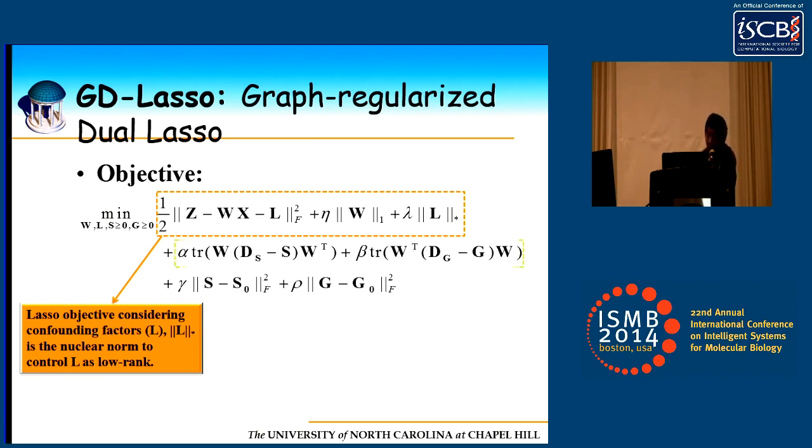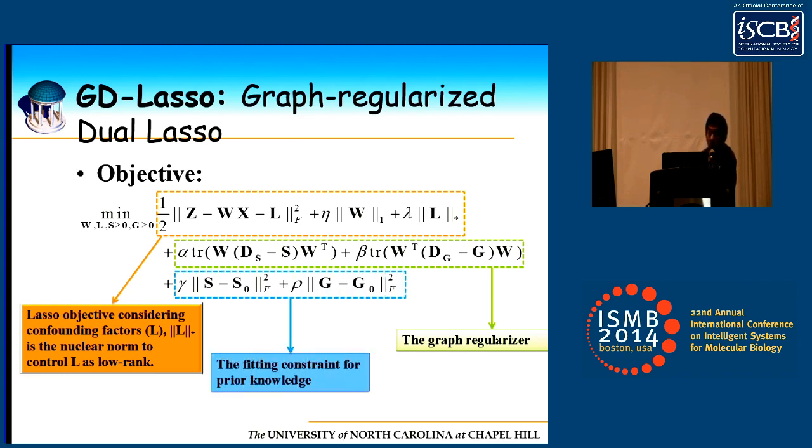And the second part of the objective is the graph regularizer, which will integrate the network information into the optimization of the association matrix W. The last part is the fitting constraint for the prior knowledge. It is used to enforce to what extent the refined networks S and G should be consistent with the initial inputs S0 and G0.